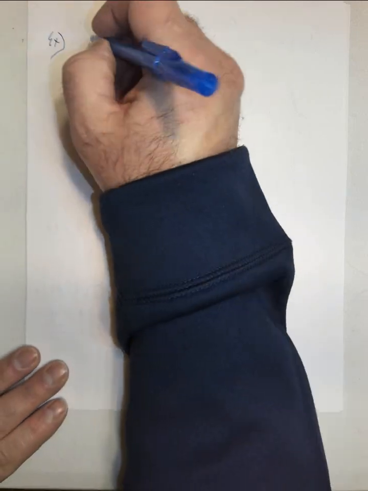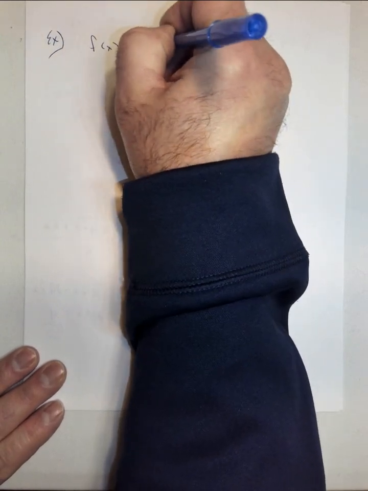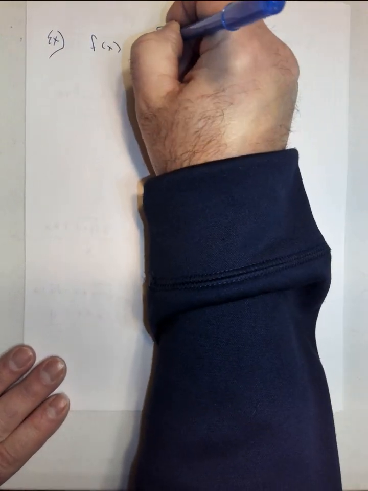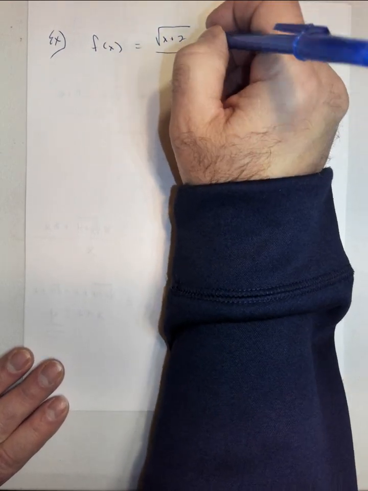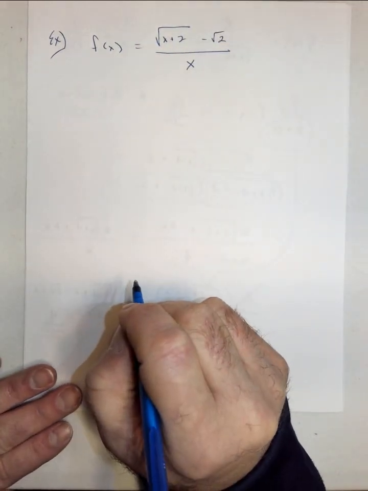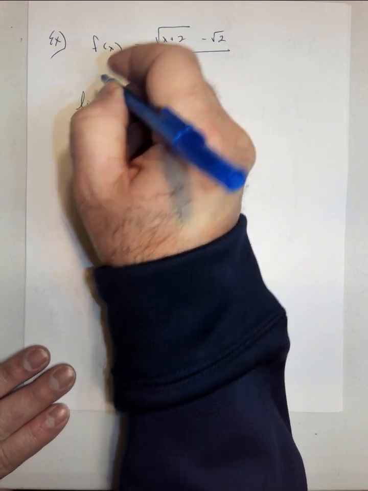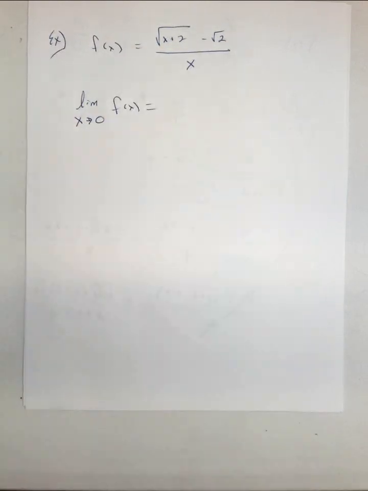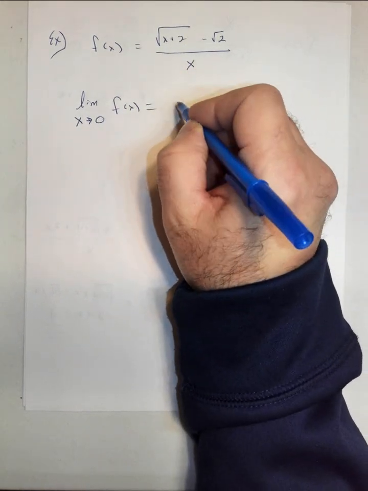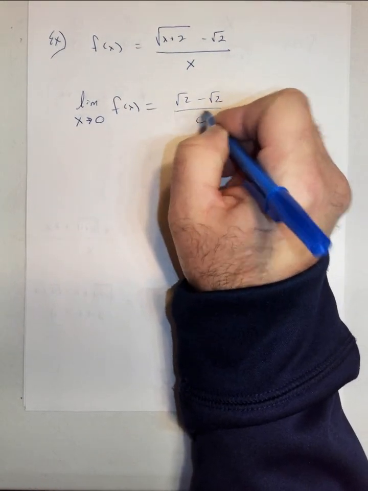We got f of x equals the square root of x plus 2 minus root 2 over x. And we're looking for the limit as x approaches 0 of f of x. So again, first step, this would be time for you to pause and see if you can do it. But the first step here is to plug 0 in, and we get the square root of 2 minus the square root of 2 over 0.